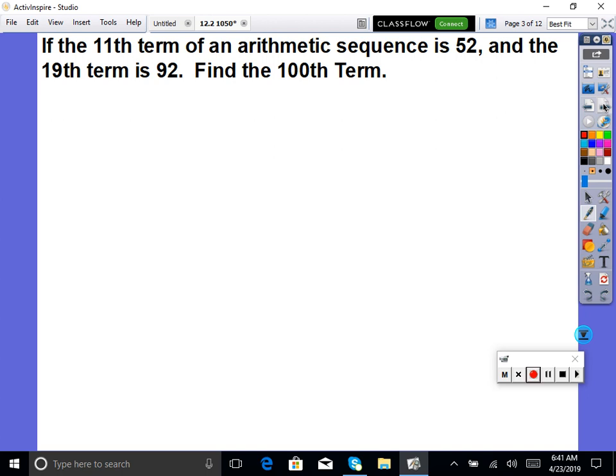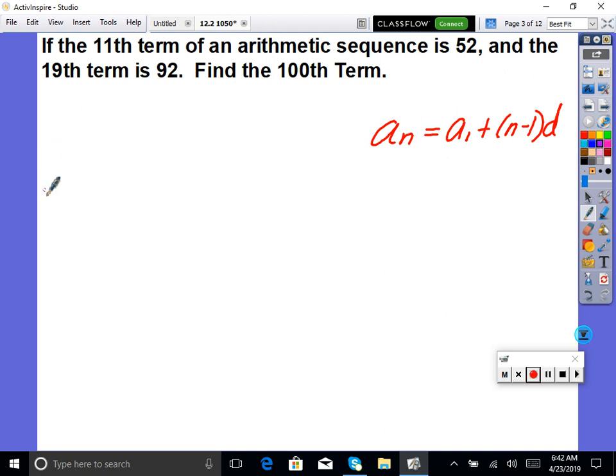So it says right here, if the 11th term of an arithmetic sequence is 52, and the 19th term is 92, find the 100th term. So here's the thing, guys, we're going to say, well, what information do we have? And we're going to plug it in. So just recall, our formula to create these things is a sub n is equal to a sub 1 plus n minus 1 times d. I always have that written on each problem. I rewrite it in. So let's plug in what we know.